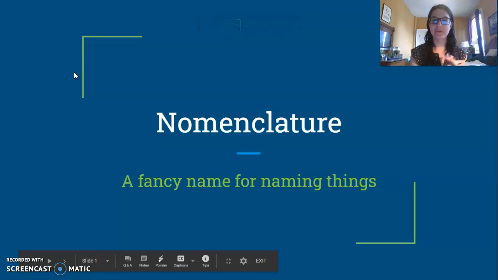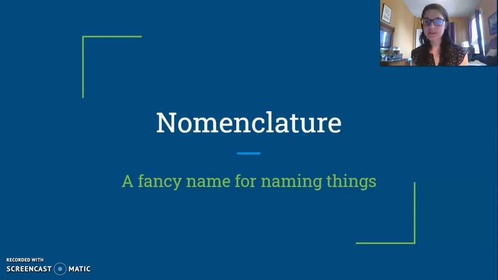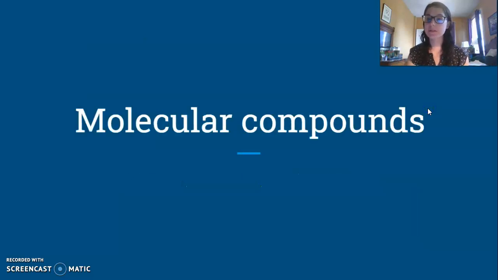We're going to be going over nomenclature, which is just what we call naming things in chemistry. So giving chemicals their chemical name and basically figuring out the formula from that name as well. The first thing we're going to start with are molecular compounds.